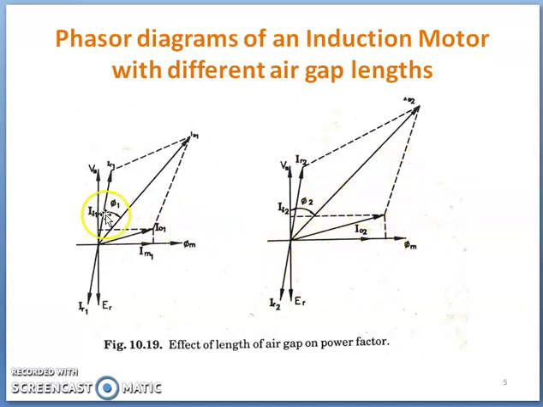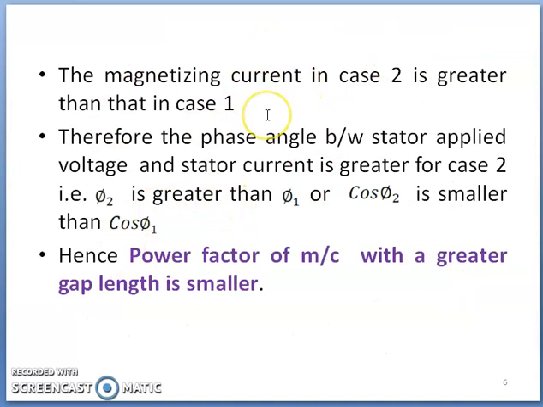Hence, power factor of machine is less for larger air gap length compared to smaller air gap length, and this value depends upon magnetizing current. So here magnetizing current in case 2 is greater than case 1, therefore phase angle between stator applied voltage and stator current is greater for case 2, therefore cos phi 2 is smaller than cos phi 1. Hence power factor of machine with greater gap length is smaller.